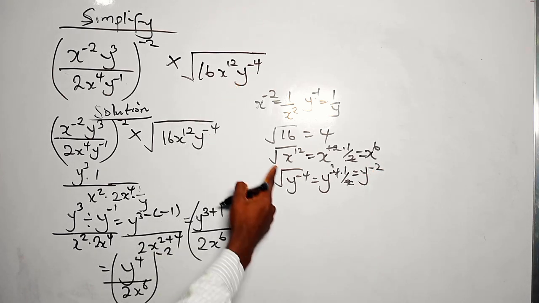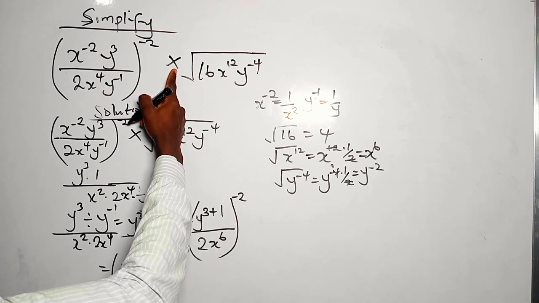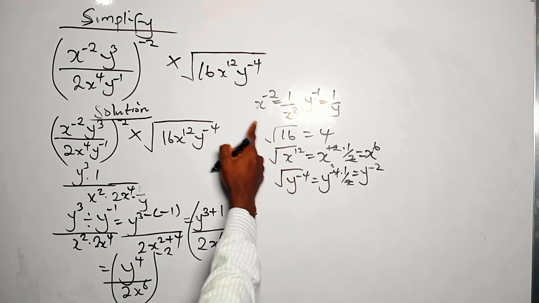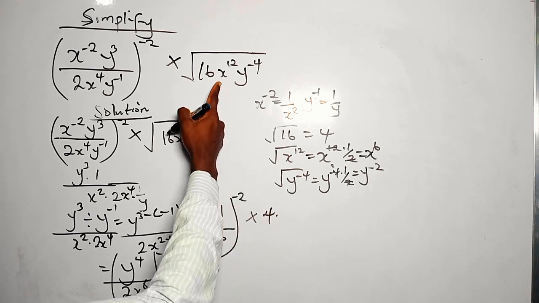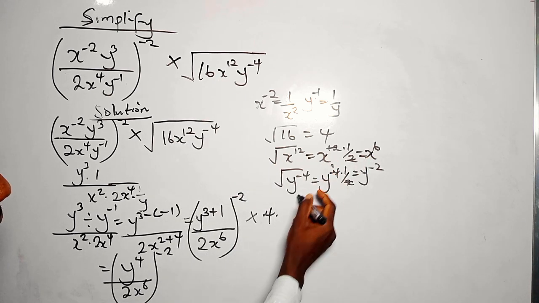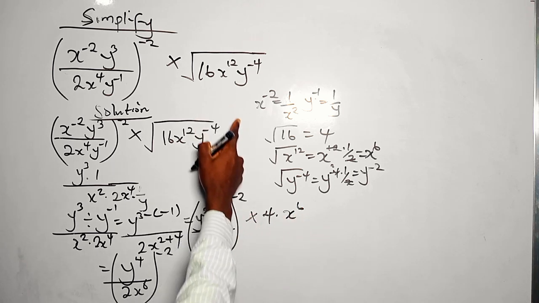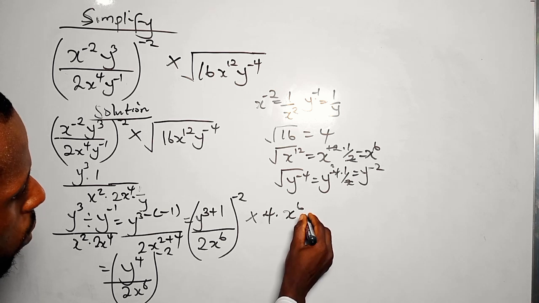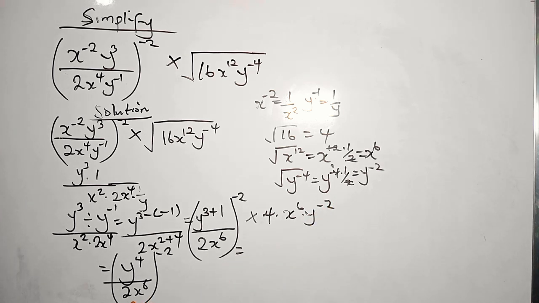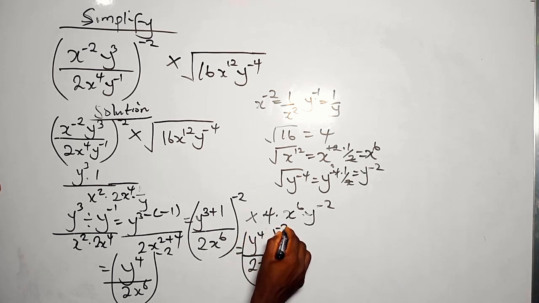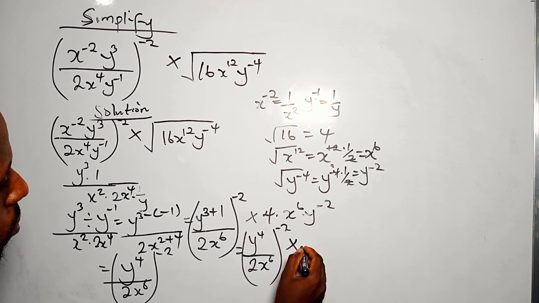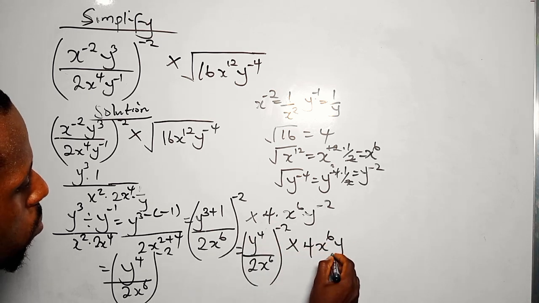So let us combine our answer. The square root of 16 is 4, the square root of x^12 is x^6, and the square root of y^-4 is y^-2. So we have (y^4 divided by 2x^6), everything to the power minus 2, times 4x^6 y^-2.